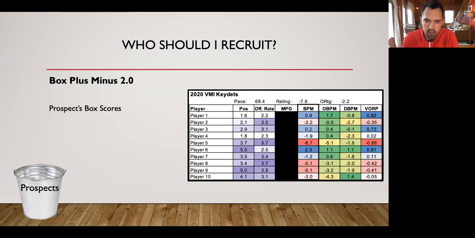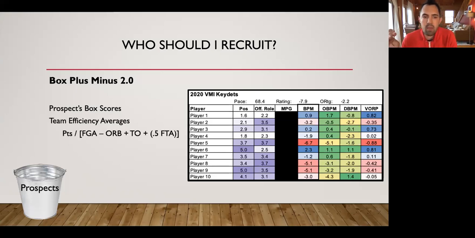You need three things to run Box Plus Minus, and you can run this on prospects. You can run this on your team. This picture I have here is our team from this year. I changed the player names and blacked out the minutes, so you don't know who's who. But it's pretty easy to run if you have three categories of data. You have to have box scores. You have to have accurate box scores.